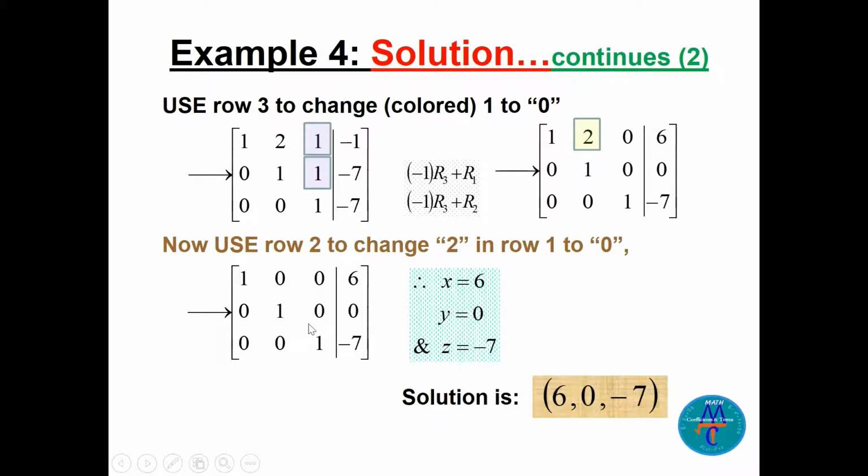So I get 1, 1, 1, 0, 0, 0, 0, 0, 0. Everything is zeros here except the main diagonal. So x will be 6, y will be 0, and z will be minus 7. This is the solution.